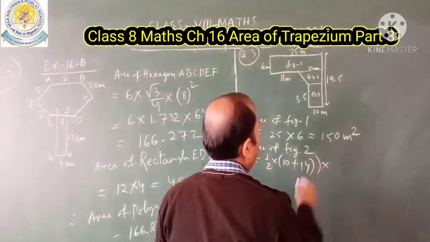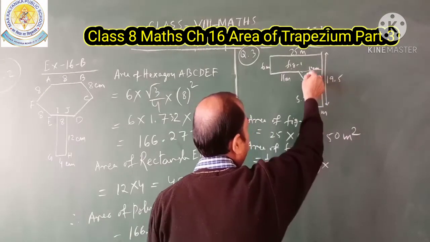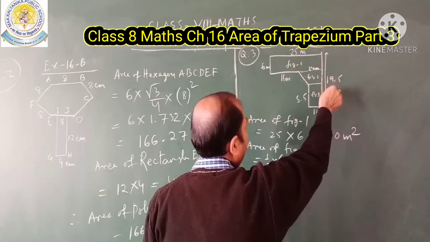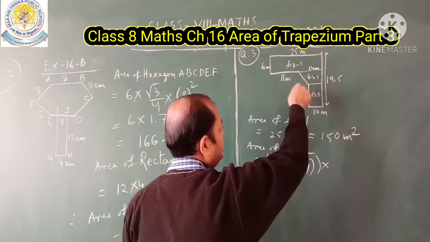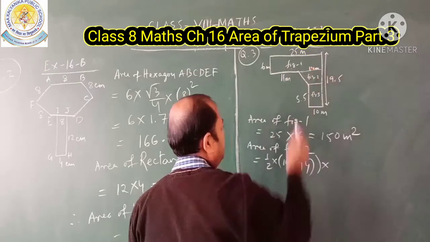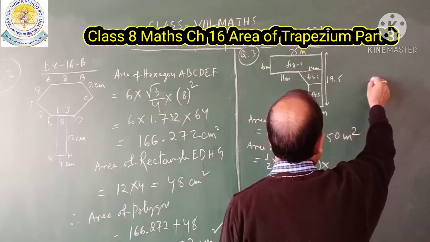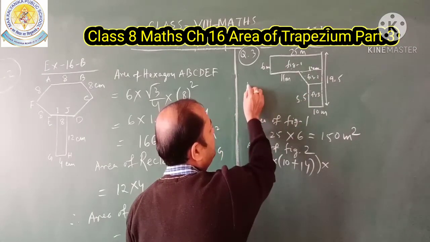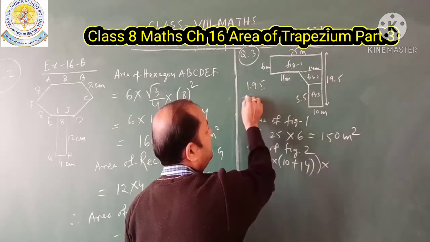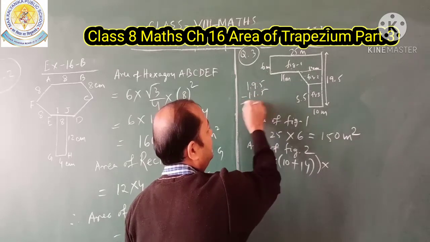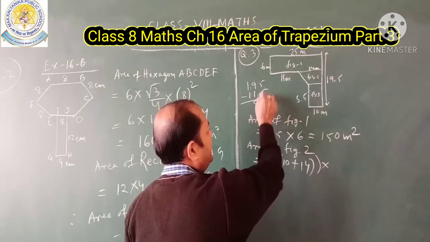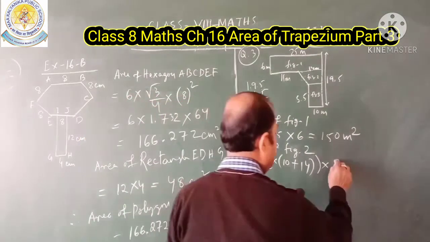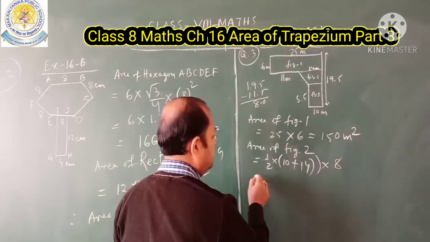And into height. So what is the height here? We have to find the height of this trapezium. The total height of this polygon is 19.5. 19.5 minus 6 minus 5.5 gives this part. So let's solve it. 6 meter plus 5.5, how much? That is 11.5. If you subtract 19.5 minus 11.5, equals how much? 0, 9 minus 8 is 1. So the height of this trapezium we got, that is 8 meter.